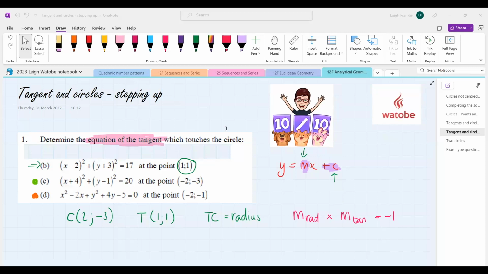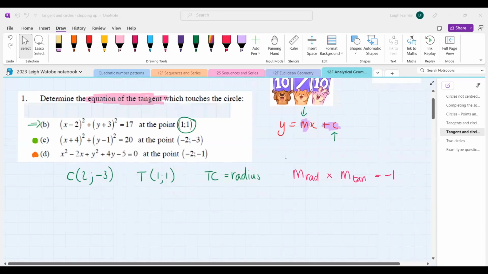Okie dokie. All right. So how are we going to use the information that we've got? TC is a radius, right? The gradient of the radius multiplied by the gradient of the tangent is equal to -1. How are we going to put all of this together to calculate the gradient of the tangent? Can anybody tell me? Innocent, go for it. Unmute and speak. Afternoon, ma'am. I'm good, and yourself? What do you think?